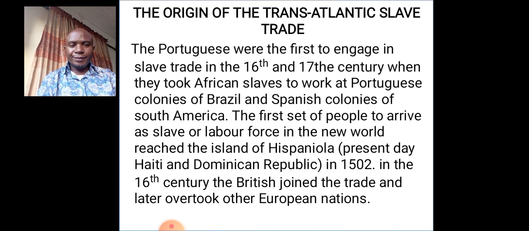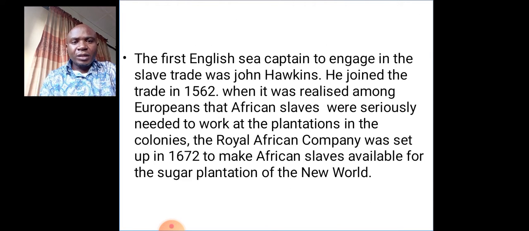So in the 16th century, the British joined the trade and later overtook other European nations. So the involvement of the British in this trade was a game changer. So they came in and overtook every other person who was involved in this transatlantic slave trade. So the first English sea captain to engage in the slave trade was John Hoskins. So he joined the trade in 1562 when it was realized among Europeans that African slaves were seriously needed to work at the plantation in the colonies.